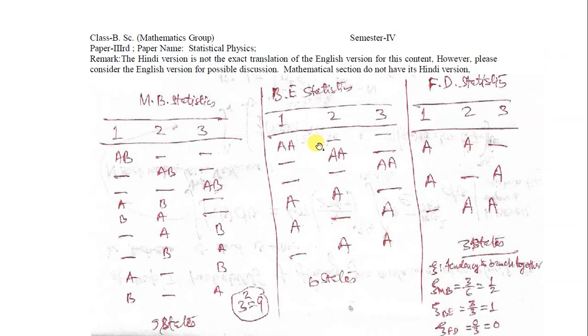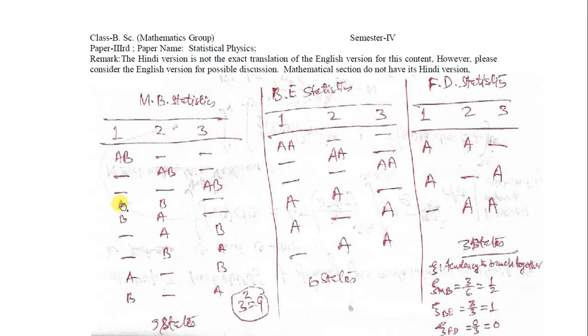Say we have two molecules, A and B, and there are three states, say 1, 2 and 3. In the case of classical statistics, that is Maxwell-Boltzmann statistics, we can distribute the molecules in this fashion. In this case, both molecules may occupy a single state, state 1. The molecules are identical, but according to Maxwell-Boltzmann statistics they are distinguishable. That's why you have three possibilities: AB in state 1, AB in state 2, AB in state 3.